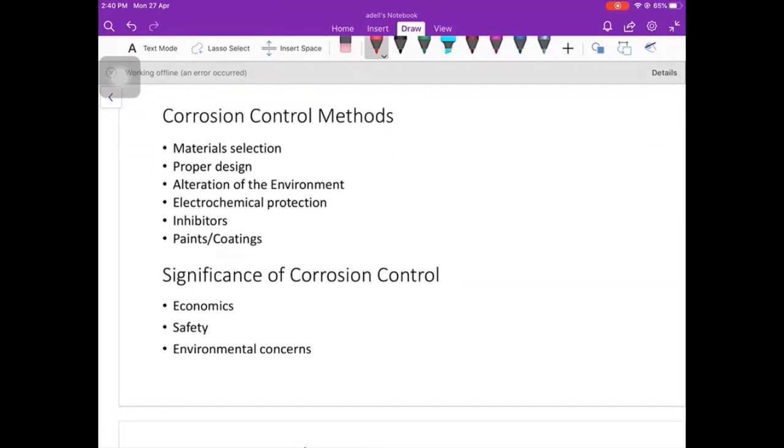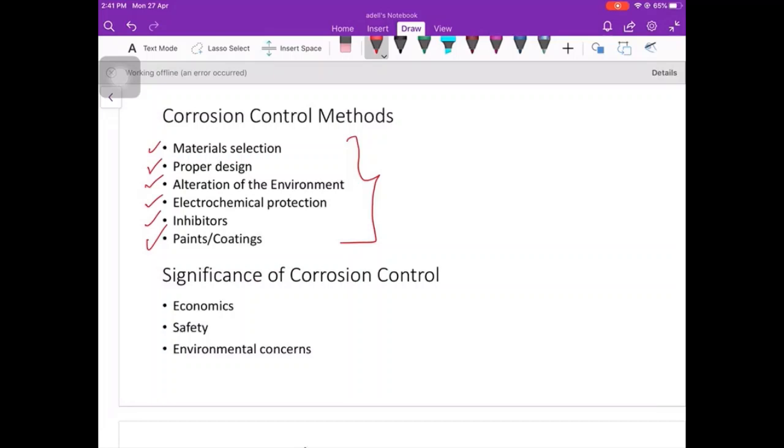Corrosion can be controlled. There are several methods that can be used to control corrosion. One is through material selection. Second is through proper design. Third is alteration of the environment, from corrosive to less corrosive. Then electrochemical protection, that is by using inhibitors. The last one is using paint or coating. All these will be discussed in the second part of this chapter 2.